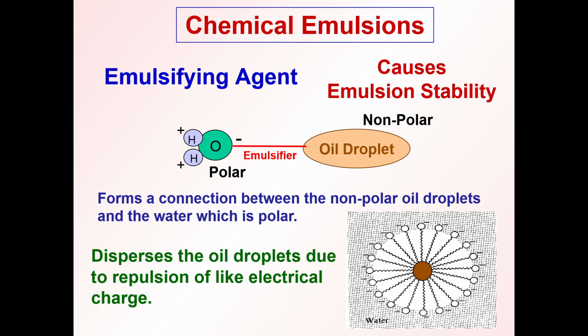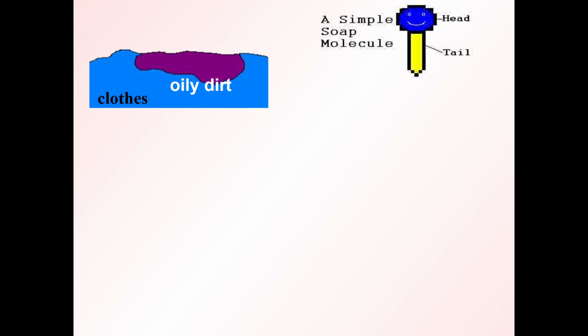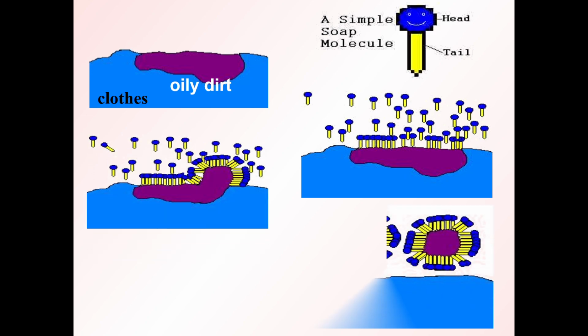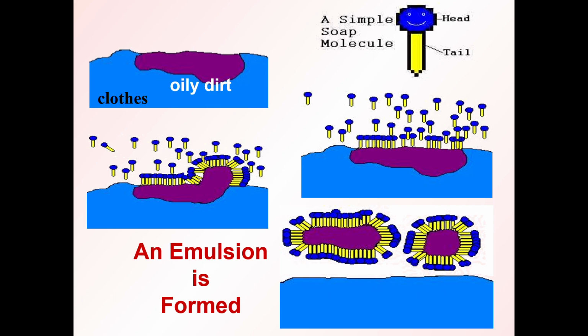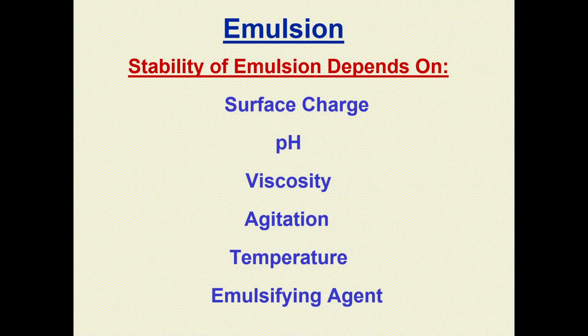These are some methods, and emulsifiers are also available in the shop. On clothes, you can see the oil dirt will be going to the oxide oil, isn't it? A simple soap molecule has a head and a tail. You can see how it is being dispersed and the emulsion is formed. We have water, and also solid particles or oil or anything else, so you have an emulsion. This is a wastewater treatment problem. The stability of emulsions depends on the pH and everything else.